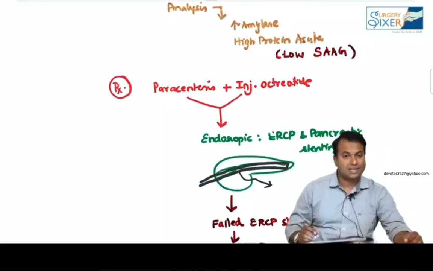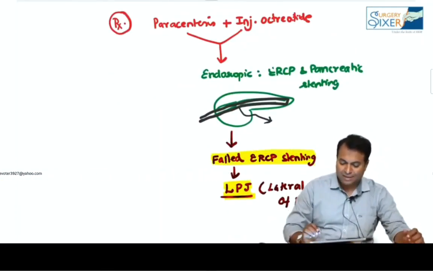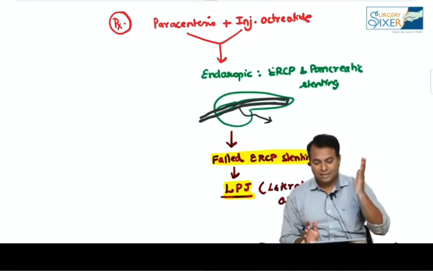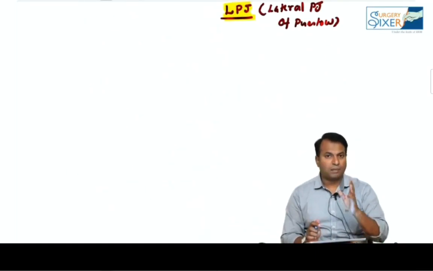This question is a JIPMER question asked last year. What is the indication of surgery? So indication of surgery is only when there is failed ERCP stenting, then only we plan surgery. Otherwise we don't do surgery. So first is paracentesis, then ERCP stenting, then only comes LPJ for pancreatic ascites. So the two important complications for surgery are pancreatic ascites and pseudocyst.